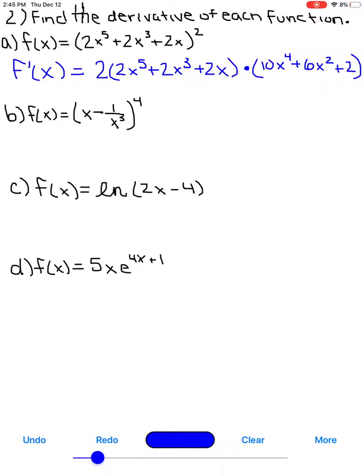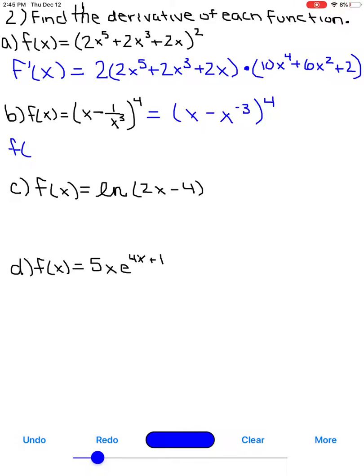Part B also uses the chain rule, but we first need to rewrite our function in order to continue with it. So this function, rewritten, is x minus x to the negative third, because it takes that x to the third in the bottom and brings it up, and still raised to the fourth. Now we can continue with our chain rule.